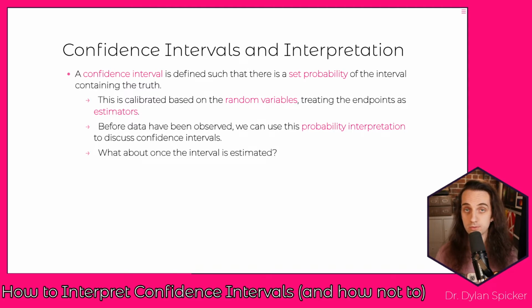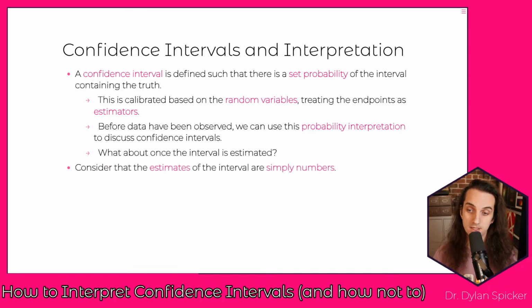So what do we do, right? Once we actually have an interval, how do we go about interpreting that specific confidence interval? Now, the issue that we're going to be bumping into here is that once you have estimates, those are simply numbers, right? So once you've actually calculated your confidence interval, that's just going to give you some set number from which your interval is actually derived.